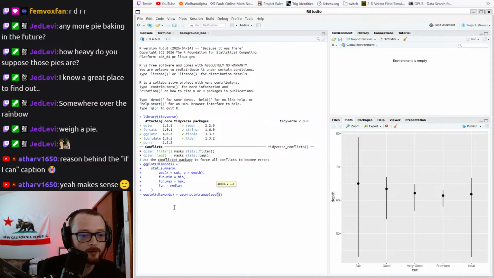So we're going to give it an aesthetic. X is going to be cut. Y is going to be depth. But we need to give it like a Y min and a Y max argument that I don't quite understand. Or an X min and an X max, I guess. But like X is a categorical variable, so I don't know what a min or max for that would be. Do I know? Wait, should I be doing it like that? Like fair versus ideal? I don't know. This is probably going to give me an error.